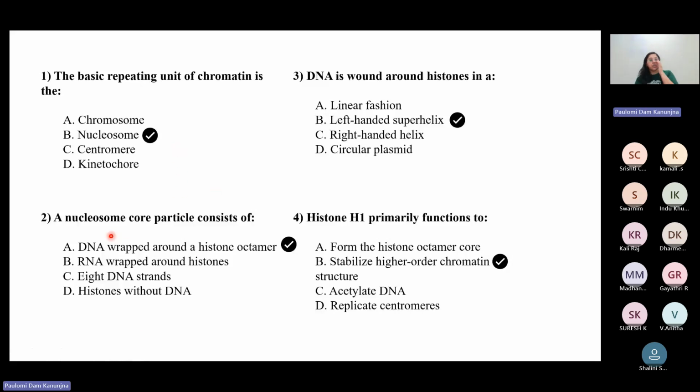Second one is nucleosome core particle. Now that we know that the repeating unit of chromatin is the nucleosome, what does the nucleosome consist of? It consists of DNA wrapped around a histone octamer, which we have discussed: H2A, H2B, H3, H4, each of them two copies in the octamer.